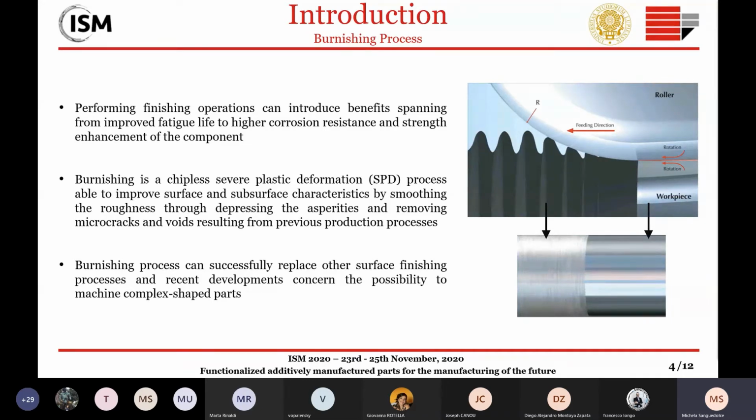This process can successfully replace other post-processing finishing processes, and recent developments concern the fact that burnishing can be applied to complex shaped parts, thus giving a perfect match with additive manufacturing in the framework of Industry 4.0.